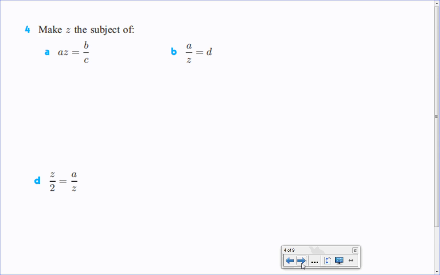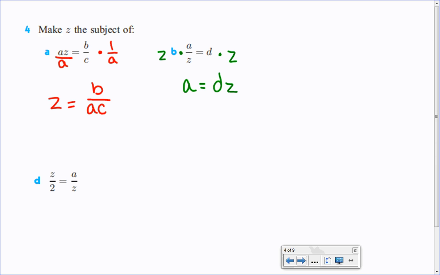Okay, z, we're solving for z here. We have a times z, right? That's what az means. So we're going to divide both sides by a, or essentially multiply by 1 over a. So z is going to be equal to b over, and then we always write our variables in alphabetical order. So b over ac. If we want to solve for z here, we're dividing by z right now, so we want to multiply both sides by z. So a is going to equal dz.